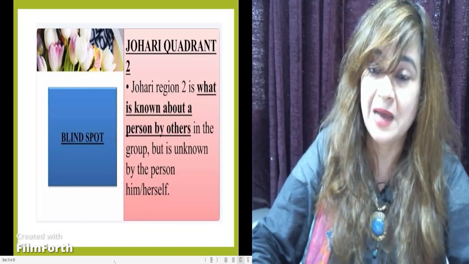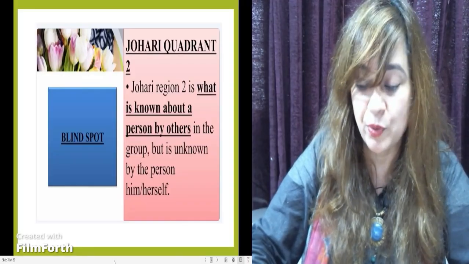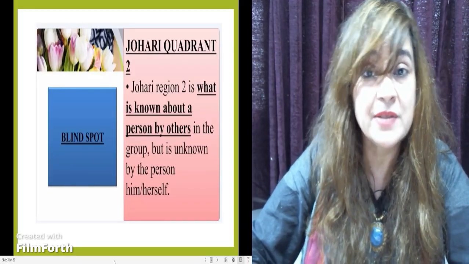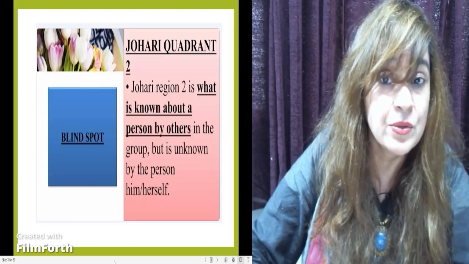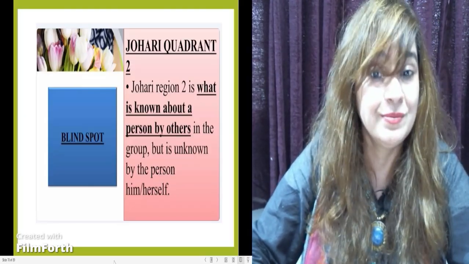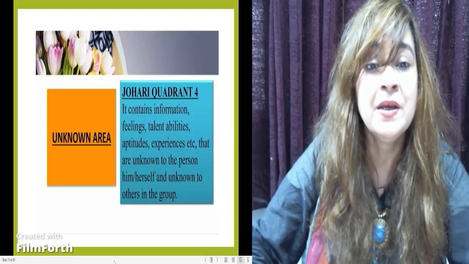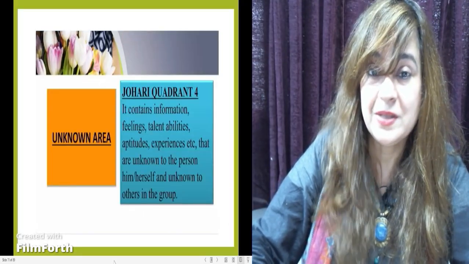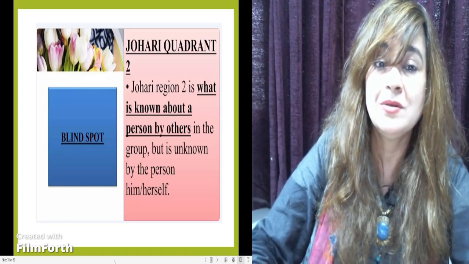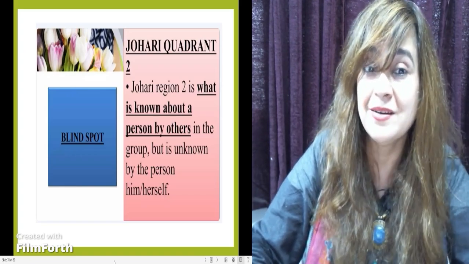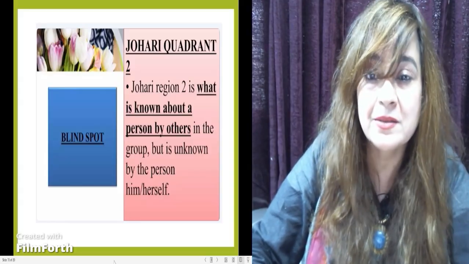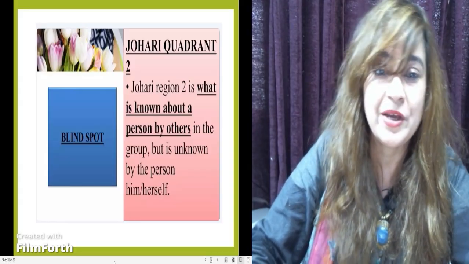The blind spot is that part where what is known about a person by the others in the group is unknown by the person himself. Then there is the unknown area, but let me just come back to the hidden area. This has to do with all the latent fears and the childhood traumas and the hidden areas, the secrets that we have and we do not want to share with others.